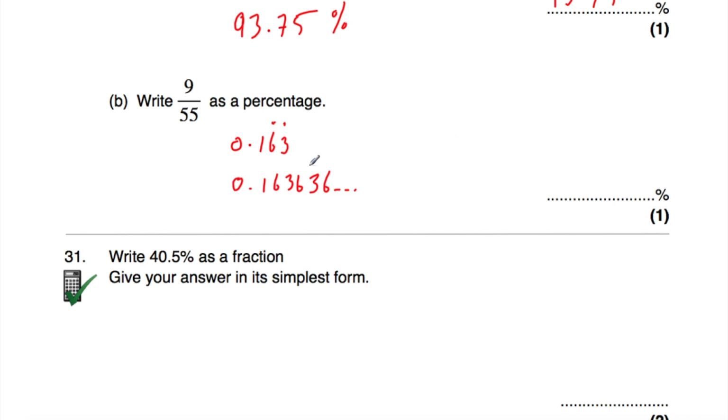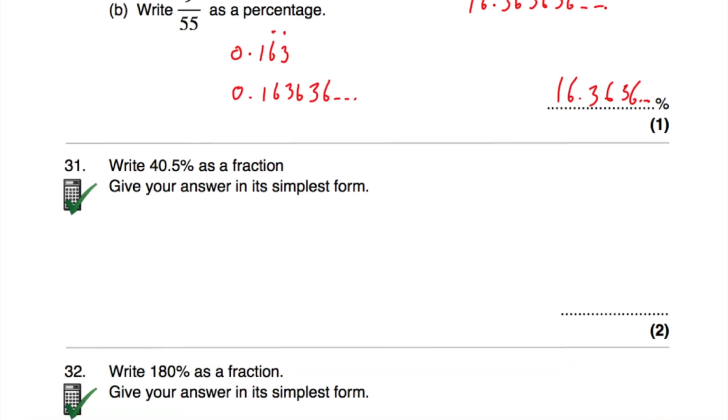Now we just need to multiply that by 100. If we times this by 100, we get 16.363636 and so on. We could write it as 16.3636 and so on. If you wanted to, you could round it. The question didn't ask us to, so I would just leave my answer like that, 16.3636 and so on percent. Okay, next, question number 31.